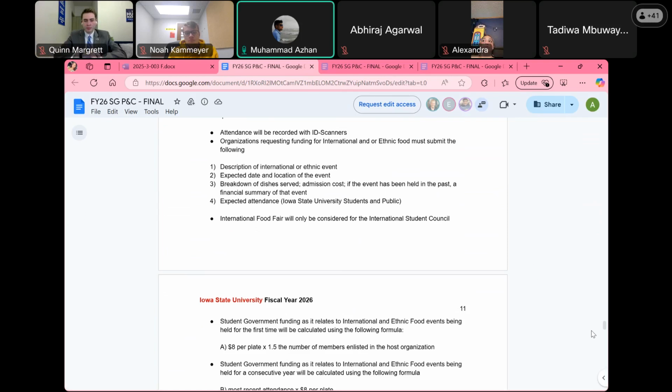Or if it's a new event, that will be 1.5 times 8 multiplied by the number of previous attendees. And that number, my expectation from other than the Indian Student Association, is not going to be that significant. For Indian, 500 at most, 600, 700 at most. Probably they can pull that many.